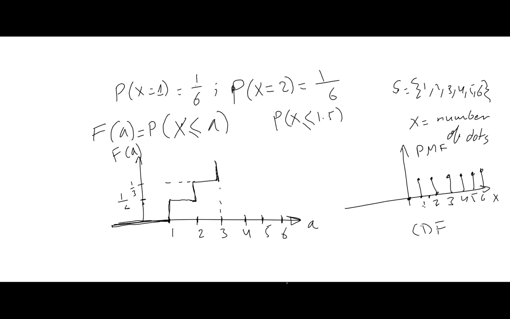Okay? And the CDF is always an increasing function, or at least a non-decreasing function, so it will not decrease at all. It always starts from 0 and goes up to 1. Okay, so this is the concept of CDF in the discrete case. In the continuous case, it will be similar.